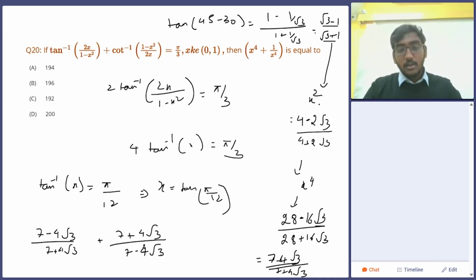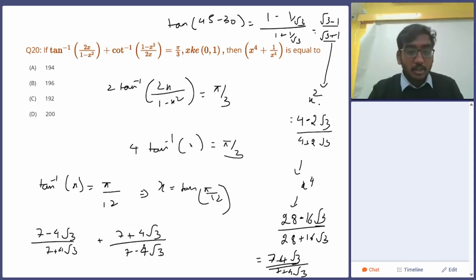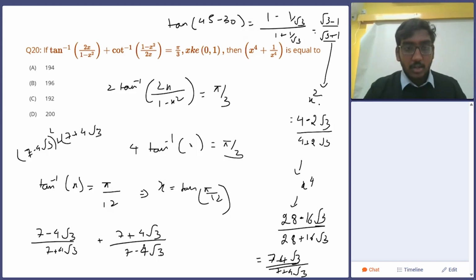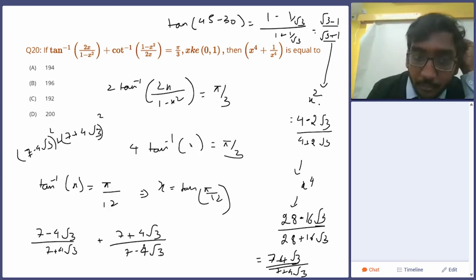The denominator will become 1 and the numerator will be the square of this. It will be 7 square minus 4 root 3 square, that will be 1, and the numerator will be whole square. Or rather, you take the LCM also, no problem. It will be 7 minus 4 root 3 whole square plus 7 plus 4 root 3 whole square, and the denominator will be of the form a square minus b square, that will be 49 minus 48, that will be 1.